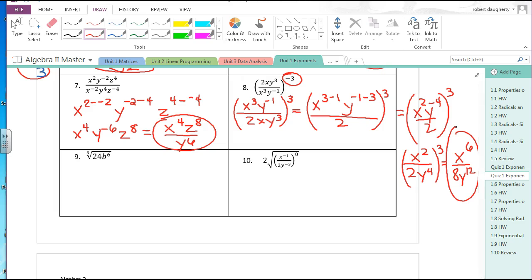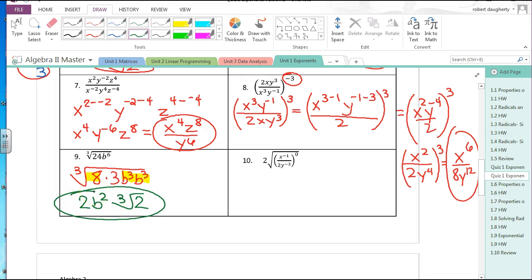Number 9, cube roots. Cube root of 24b to the 6th. This is the cube root of 8 times 3 times b cubed, b cubed. My perfect cubes are 8, b cubed, and b cubed. So the answer is going to be cube root of 8 is 2. Cube root of b cubed is b, but I have 2 of those. So 2b squared times the cube root of 3 is the final answer there.